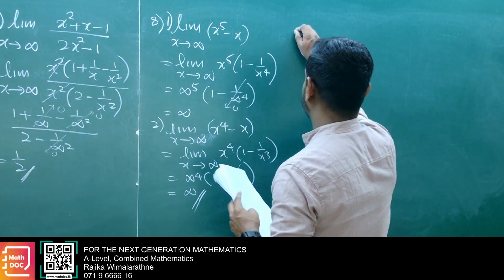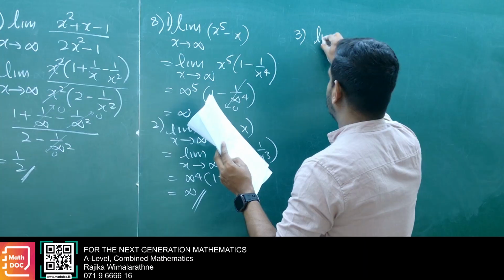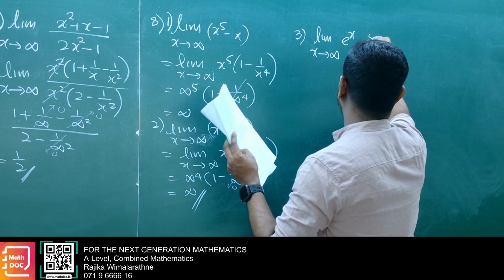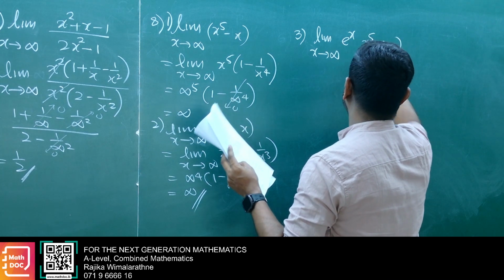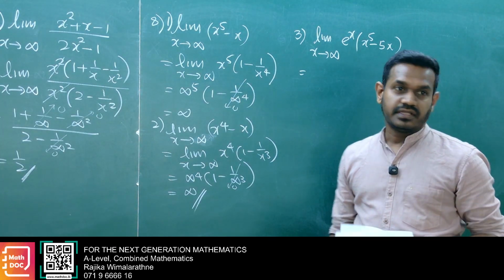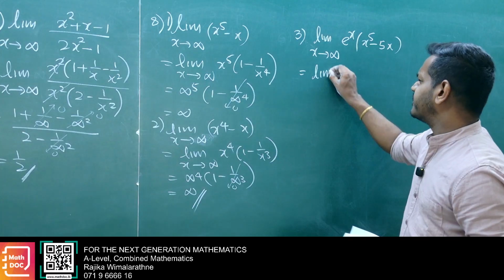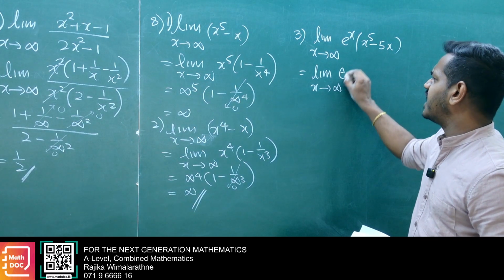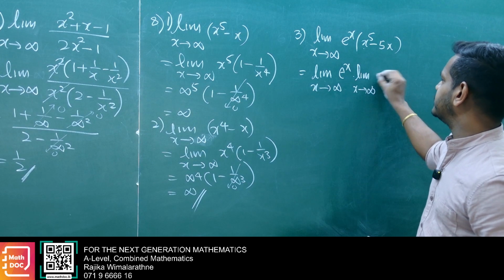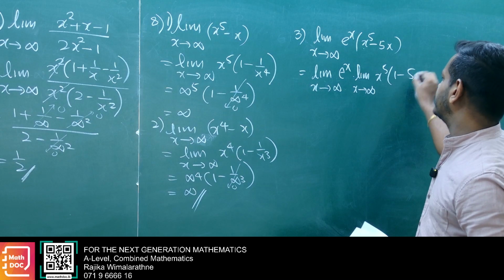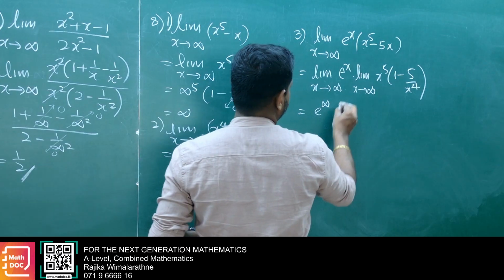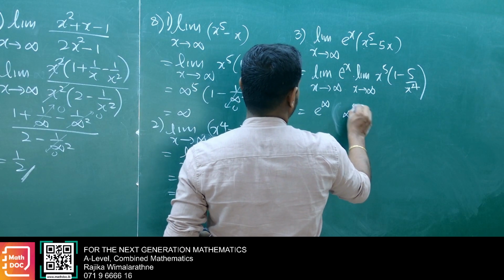Question number 3. Limit x goes to infinity, e to the power x, times x to the power 5 minus 5x. Here there's an e^x term, so I'm going to separate that first. Limit x goes to infinity, e^x. Limit x goes to infinity, take the maximum power. Then substitute: e to the power infinity times infinity to the power 5.